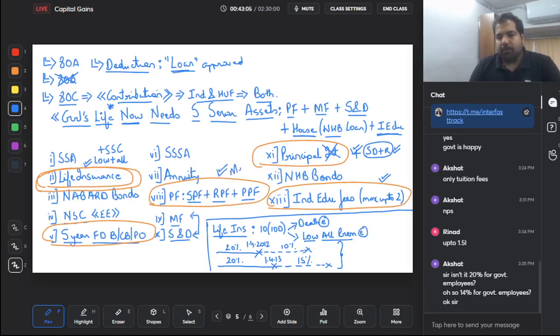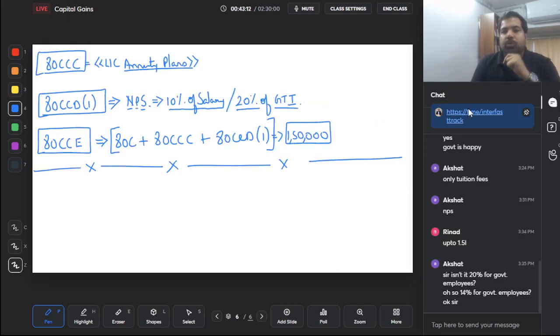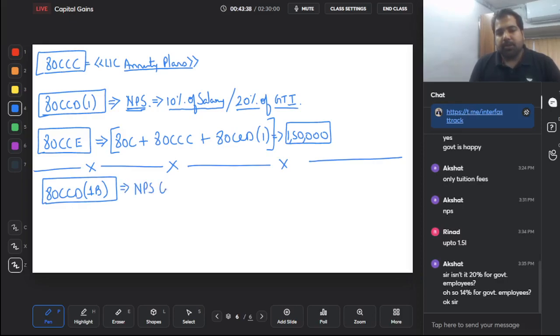So I used to exhaust my entire limit of 1.5 lakhs by putting money in the PF account. So there was no room to put money in NPS account. So I went to the government, and people like me went to the government that, listen, our umbrella is getting full with some other deductions and we can't put money in NPS. So they said, don't worry, outside this limit we will create another small benefit for you, 80CCD1B, where you can contribute to NPS, but up to 50,000.